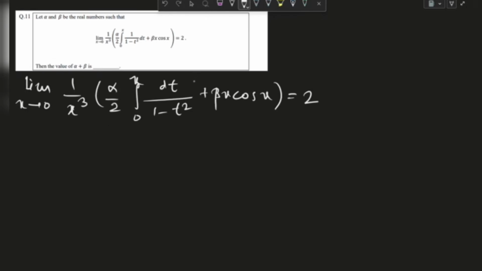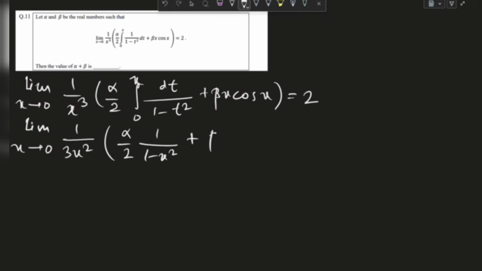So it's pretty obvious that in the first step we have to apply L'Hopital's rule. So if we differentiate, this will come out to be 1 by 3x square alpha by 2, and this will become, I guess, 1 by 1 minus x square plus beta. Keeping cos x constant, this becomes beta cos x, and on keeping x constant, this becomes minus beta x sin x equal to 2.